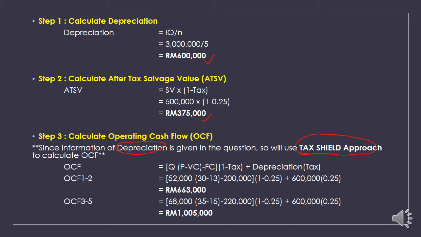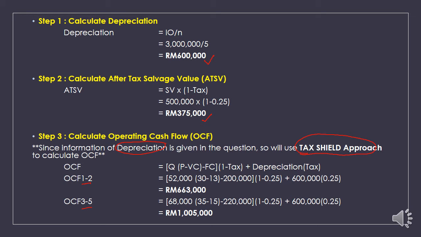And since the additional information is divided into two different periods, the first is regarding year 1 until year 2, and then the information regarding year 3 until year 5. So since the useful life of the project is divided into two, which is year 1 until year 2 and then year 3 until year 5, when we calculate OCF, we will separate the amounts of OCF, which is OCF year 1 until year 2 and also OCF year 3 until year 5.